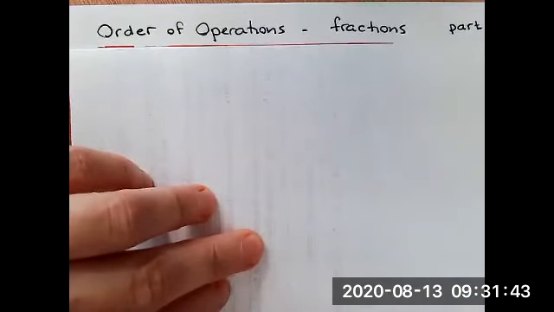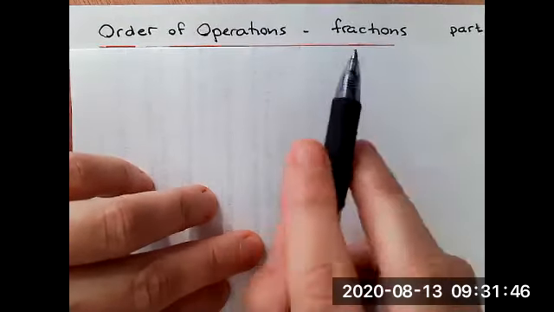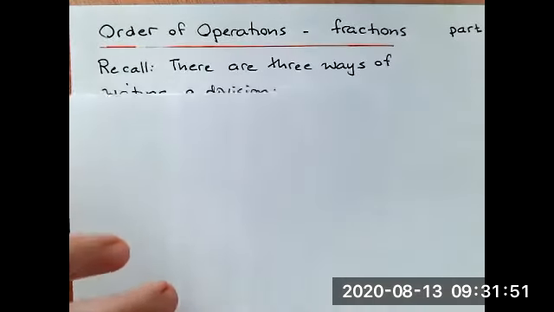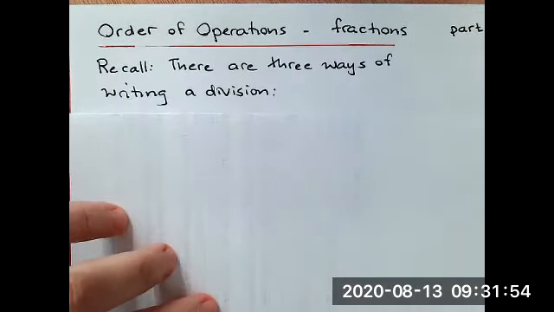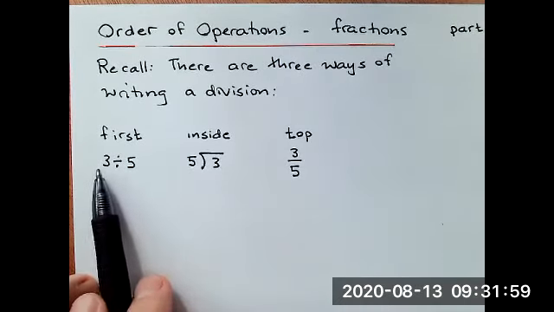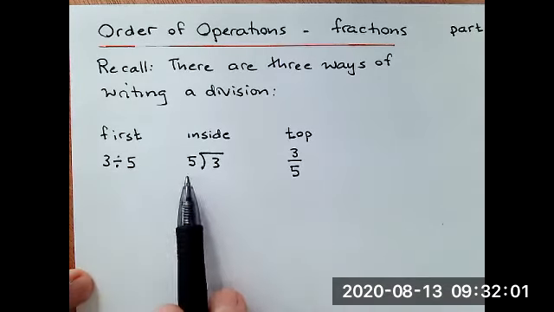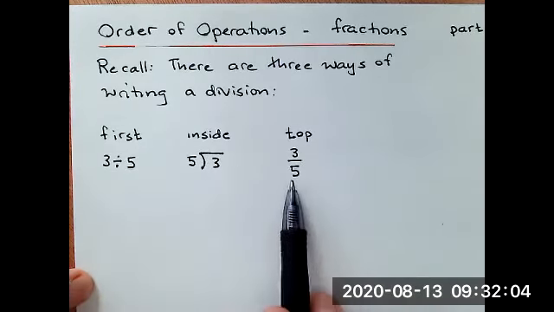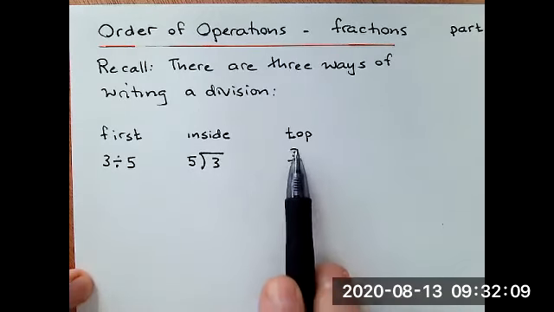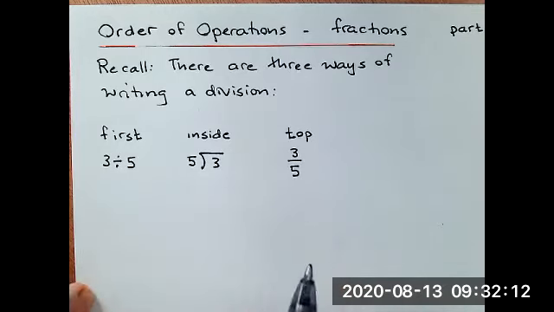All right, this is part 2 of order of operations, where we'll talk specifically about fractions. So first, let's recall that there are 3 ways of writing a division. The number that's being divided either goes first, inside, or on top of a fraction. So it's important to remember that a fraction is a division. So how does that fit in the order of operations? Well, let's look at a specific example.